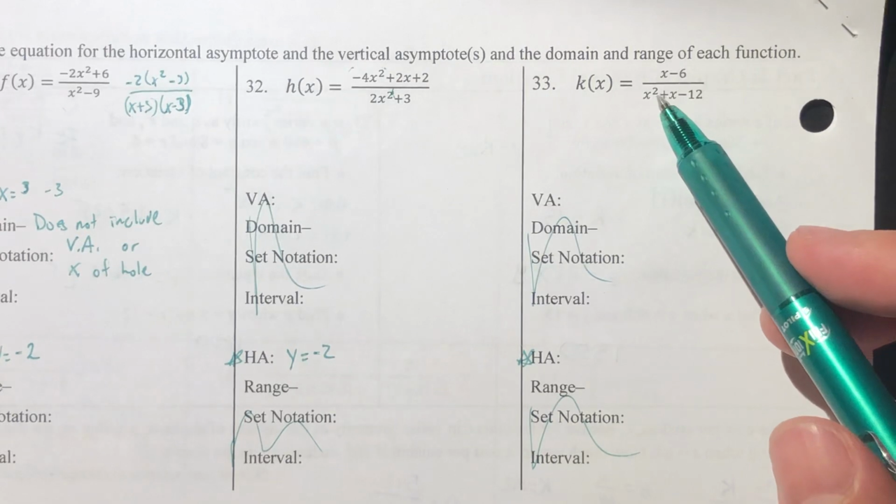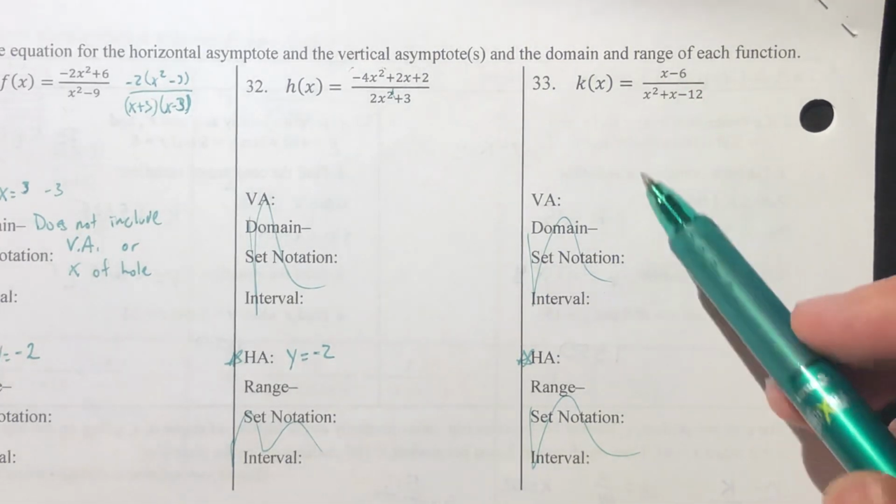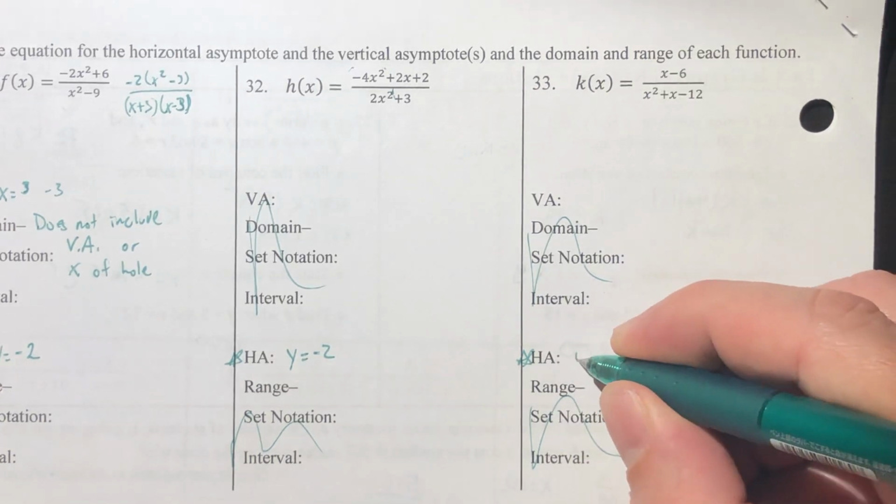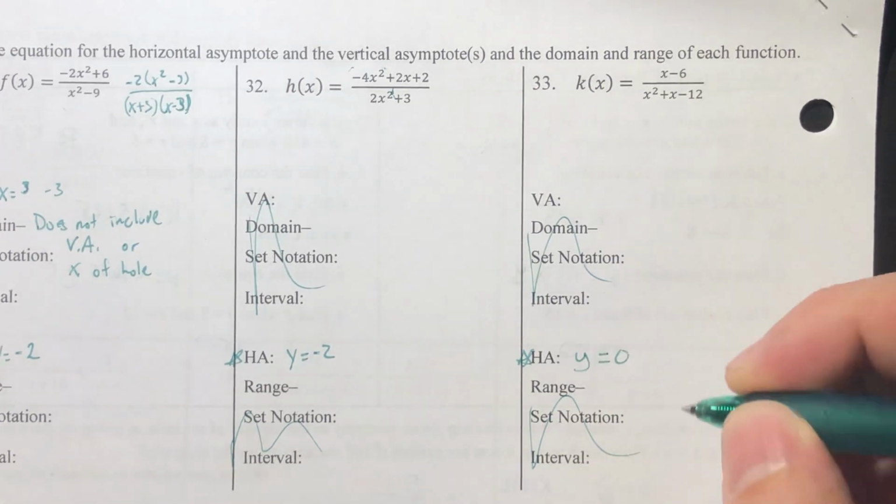Here, you compare the exponents. That's a 1, that's a 2, so it's bigger on bottom. If it's bigger on bottom, your horizontal asymptote is y equals 0.